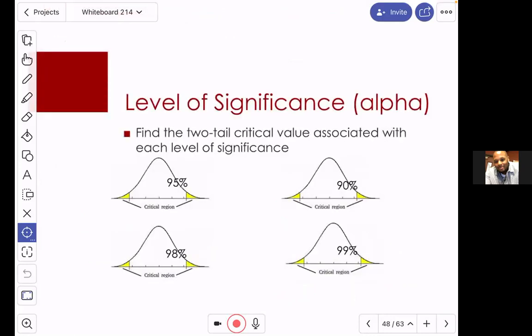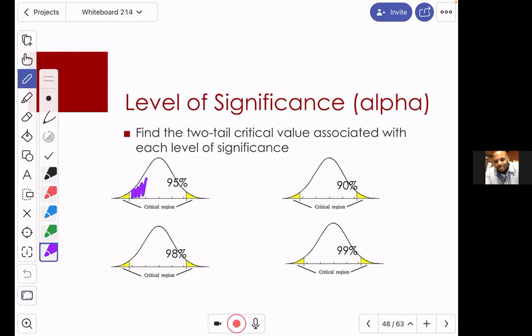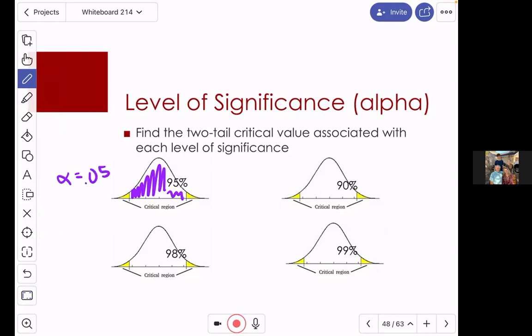So let's talk about alpha levels real quick. If I want to find the two critical values associated with each level of significance, here's how this works. If I want to find the 95% level of significance, first off, what is your alpha equal to if we have 95% on the inside? 5%. 0.05.